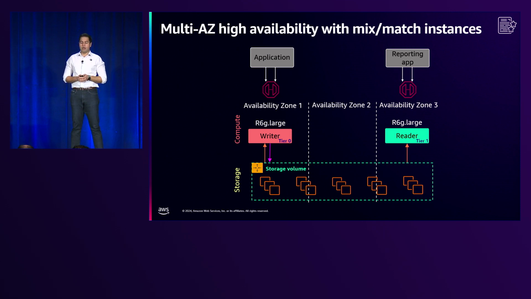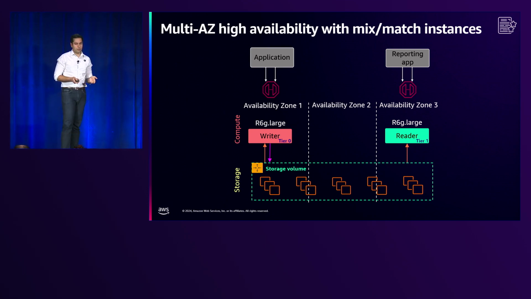So first off, Aurora is a distributed storage architecture that is spread across 3 AZs. The storage is completely disaggregated and scales automatically based on how much you store in it. Now with serverless, your compute can also auto-scale based on your application patterns.